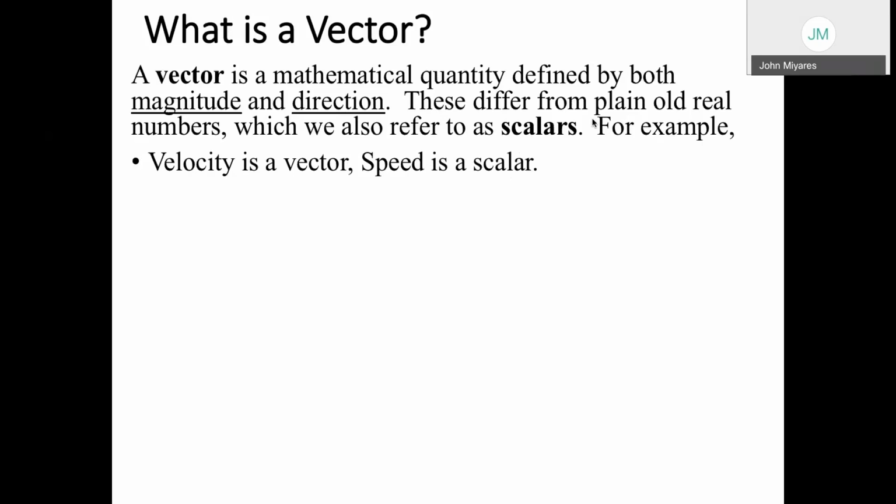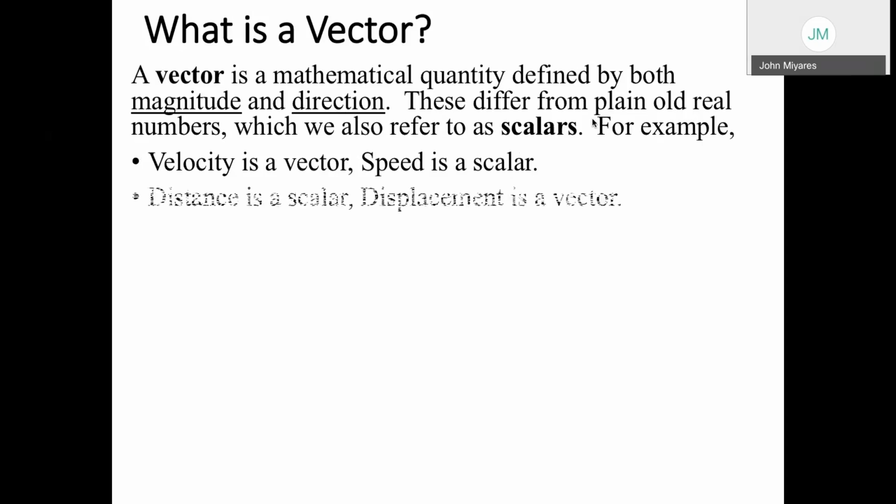Speed is just going to be a measure of how fast something is traveling, but does not have any particular direction associated with it. So that is why we distinguish it as a scalar separate from the vector, which will include both the speed and the direction something is traveling.